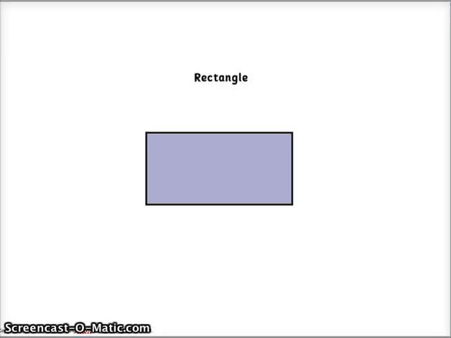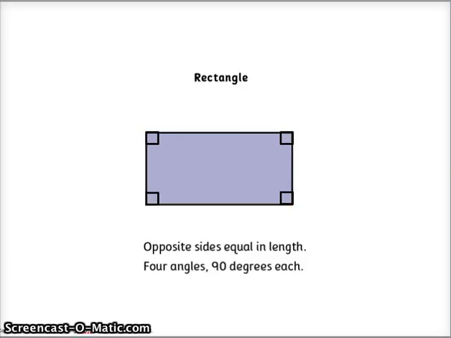Now let's look at how a rectangle is the same and different as a square. First of all, it's different because it has two sets of sides that are equal in length. The opposite sides are equal in length. So that is a difference. But something that they have in common is that both rectangles and squares have 4 angles 90 degrees each. Stop the video and take your notes.